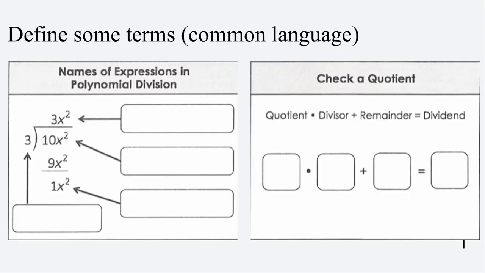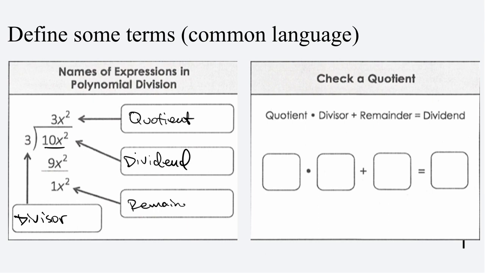Okay, so let's define some terms that I've been using so we all have common language. Starting with 10x squared, this is our dividend. With our 3, that's our divisor. All right, up top we have our quotient. This is what you get after you do the division. This is what's left over. And at the bottom, if there's something that doesn't fit, this is our remainder.